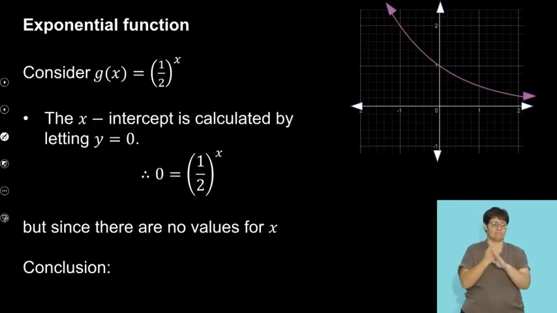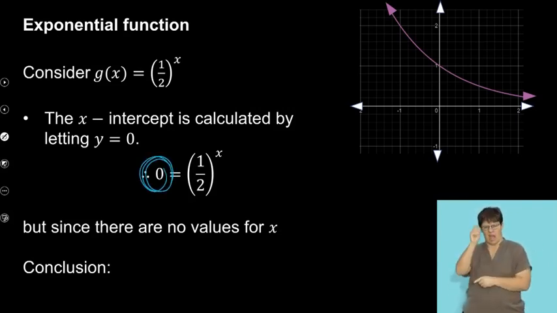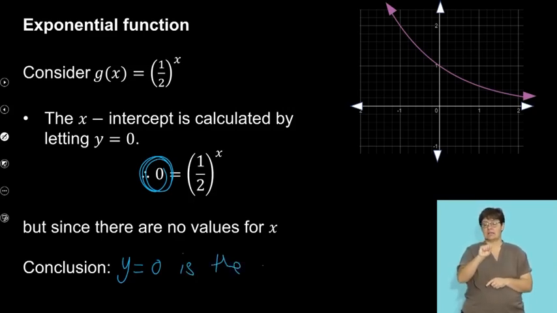so it means it does not have the x-intercept. Now, as I said, the x-intercept, we know, is calculated by letting the y be 0. But there are no real values for x for this to be valid. There is no way that you can write 0 as a base of a half so that you can equate the exponents, because that's what the rule of exponents is. So the conclusion will be y equal to 0 is the asymptote, right? Asymptote. And then the other important thing is that there is no x-intercept.